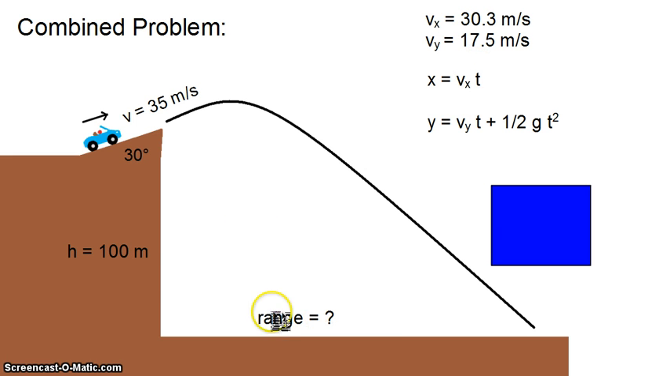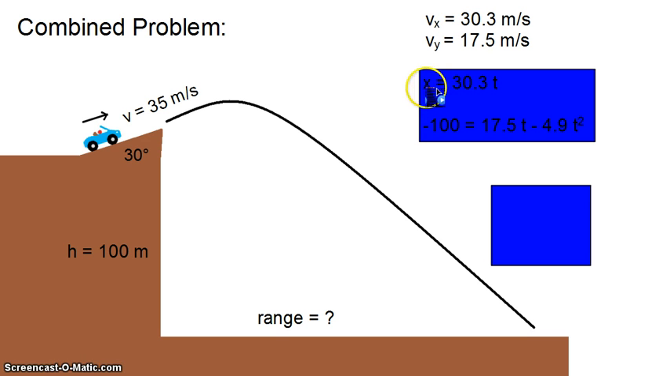The range, the x, is still what we don't know. The height is 100 meters, or a negative 100 meter displacement. So plugging what I know gives me x equals 30.3t. Again, I can't solve this first equation because I have two unknowns. In the second equation, my displacement is negative 100 meters, again because I'm moving down, equals 17.5t, so that's my vertical component of the velocity times t, minus 4.9t squared.